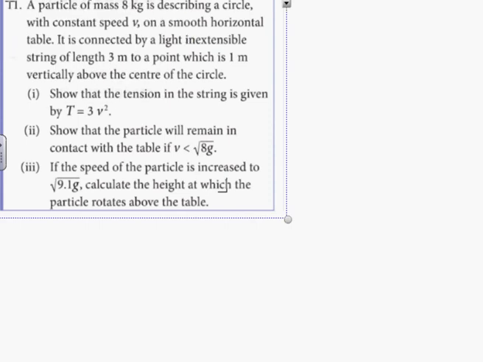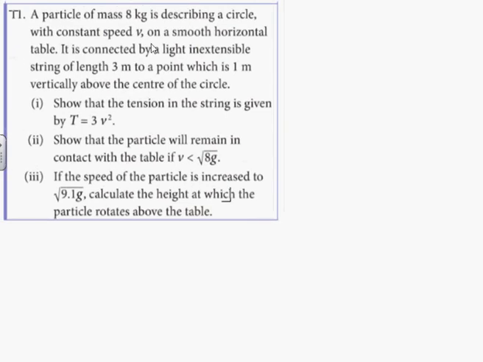A particle of mass 8 kilograms is describing a circle with constant speed v on a smooth horizontal table. It is connected by a light inextensible string of length 3 meters to a point which is 1 meter above, directly above the center of the circle. Show that the tension in the string is given by T equals 3v squared.